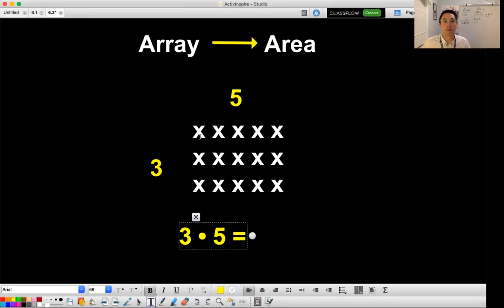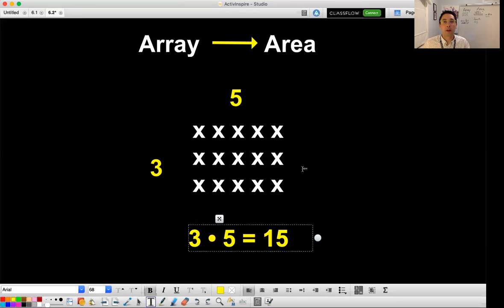So this 3 by 5 array, if you were to count 1, 2, 3, 4, 5, if you were to count 5, 10, 15, if you were to count 3, 6, 9, 12, 15, any way you count it will get you 15. So that is an array. Area is the same idea, just with a little different vocabulary. Area is how big this array is also.